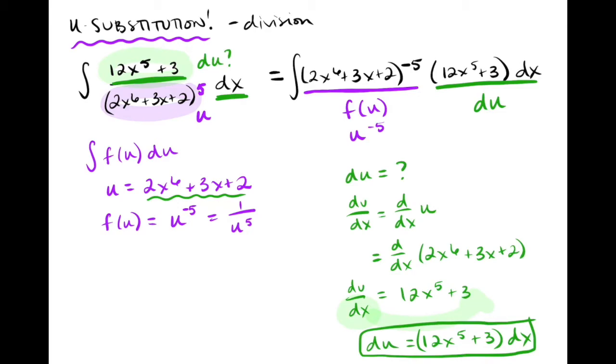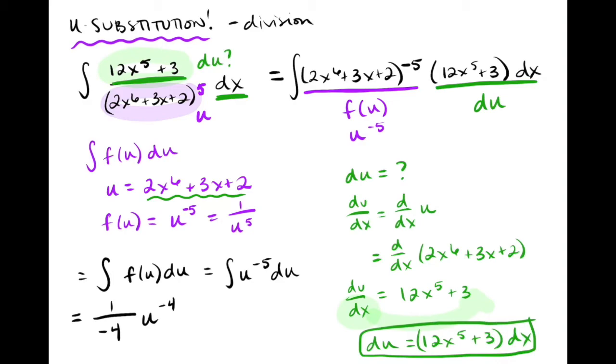Now that I've done all of that, it's not too hard to see that I can rewrite this as the integral of f of u du, which, as we just said, is the integral of u to the negative 5th du. Now I can solve this pretty easily using my power rule. Remember, the power rule says that the integral of something to some power is equal to 1 over that power plus 1, so negative 5 plus 1 is negative 4, times the thing to the original power plus 1. So negative 5 plus 1 means u to the negative 4th.